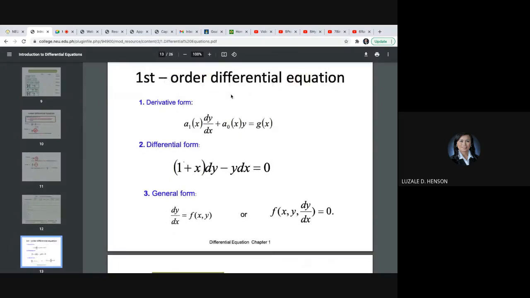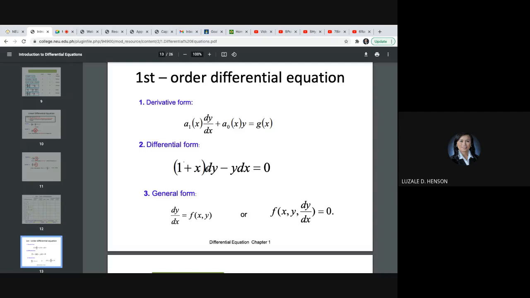Now let's go to first order still, no? Let's take up different forms of differential equation. A differential equation can be expressed in derivative form. Why is it called derivative form? Because you have a derivative dy dx. They are whole, they are not separated. So that is derivative form, when you have this expression a sub 1(x) dy dx, or if there is d squared y over dx squared, plus dy dx, so it is derivative. Differential form is when the two are separated.